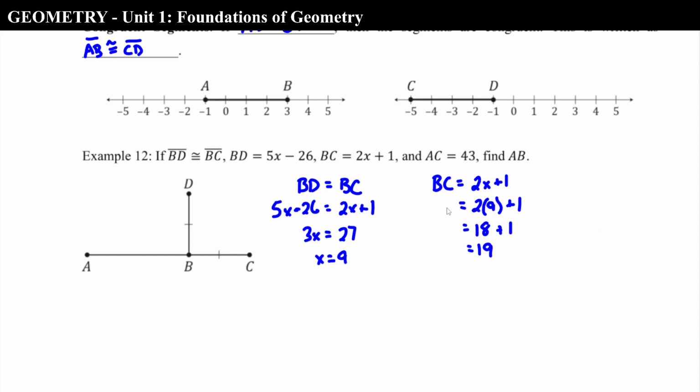So finally, last step, let's use the segment addition postulate for this line segment. We know that AB plus BC equals AC. And we're looking for AB. We just found that BC is 19. And we were told that AC is 43. So now all we have to do is subtract 19 from 43. And we find that AB equals 24.